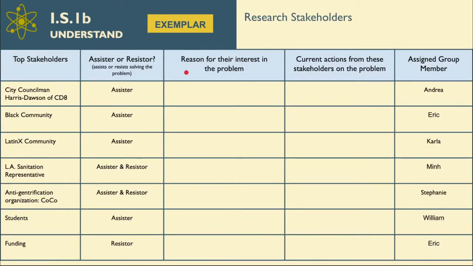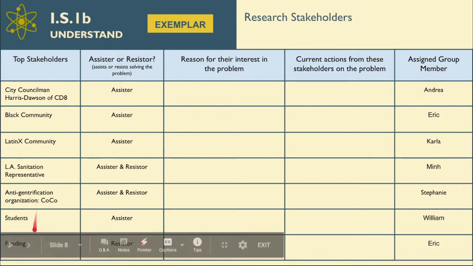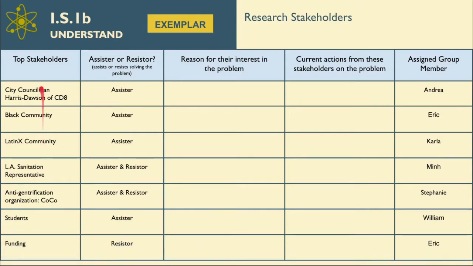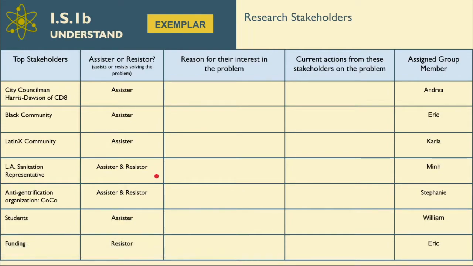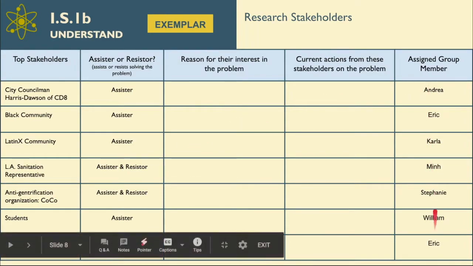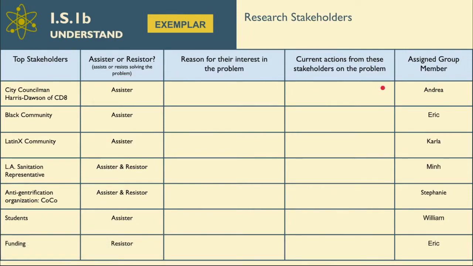And here's an example of the exemplar of the second worksheet. As you can see, we have diverse stakeholders, and we're really trying to help them to not just find stakeholders that are assisting the solving of the issue, but also find some resistors that are preventing the solution from happening. And you can see right over here, they have assigned each other to actually research this during class time.